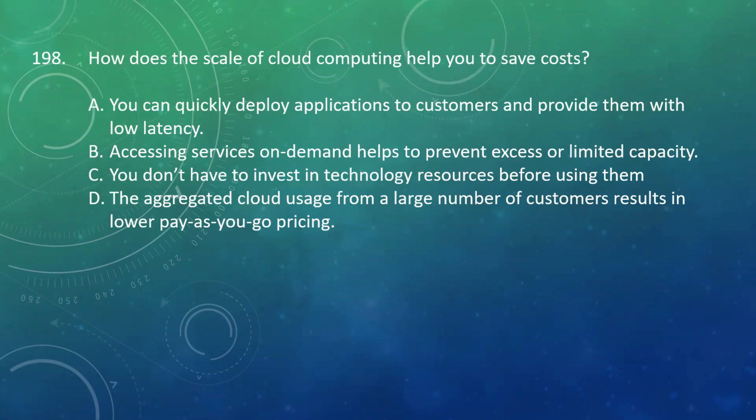Cloud computing allows you to provision and use computing resources such as virtual machines, storage, and databases on an as-needed basis. You only pay for the resources you use when you use them. This on-demand model contrasts with traditional on-premise data centers where you would typically have to purchase and maintain hardware in advance, often leading to either excess capacity, which is costly, or limited capacity, which can hinder business operations. So basically, how does the scale of cloud computing help you save cost? Accessing services on demand helps to prevent excess or limited capacity.